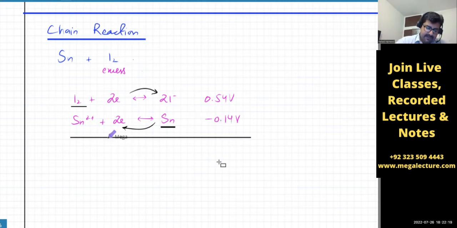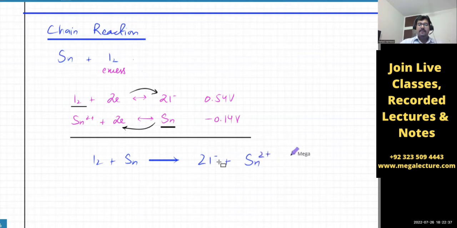Add up the reactants. The first one has iodine as the reactant, and in the second one you've got tin as the reactant. And then you've got the products. In the first one it's 2I minus 1. In the second one it's tin 2 plus, right? So that's my reaction. Is that clear to everyone?